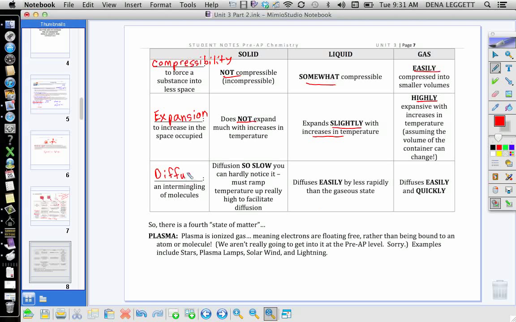Diffusion: if I sprayed perfume in the room, eventually you would smell that perfume or air freshener because gases move amongst one another very quickly. Liquids diffuse fairly easily. Like if you're at a concert and it's not a big crowd, you can move around pretty easily. But if it's a really popular concert, you get up to the front and you can hardly move. The people are packed in so tightly. So diffusion is very slow.